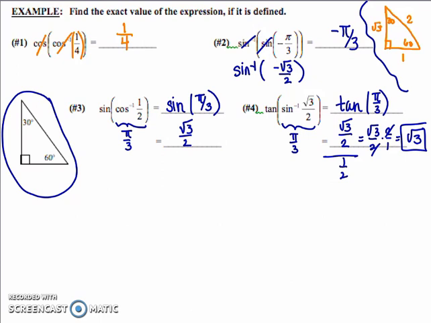And again, that 30, 60, 90 triangle was there to remind you that we can always use a 30, 60, 90 triangle when we're talking about 30-degree or 60-degree angles, pi over 3 being a 60-degree angle, right? So we could have used the triangle for that as well.